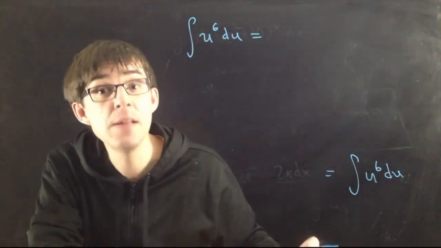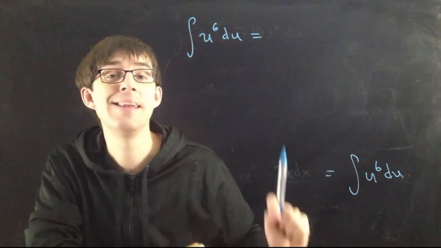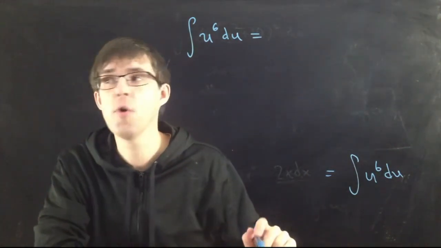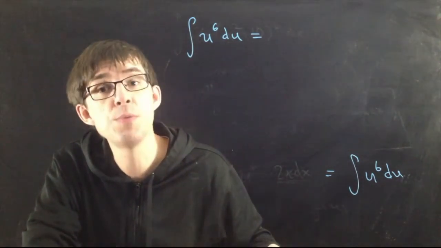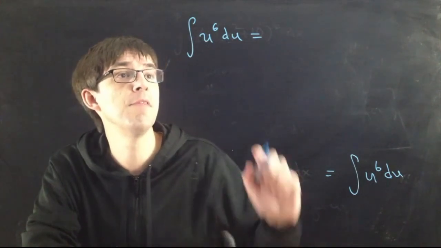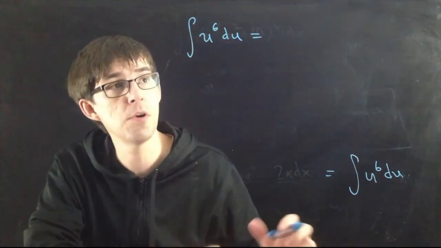And now I have completed the substitution. Everything has been rewritten, and now I'm using only u's, no x's anymore. What's the point of this? This now is a very easy thing which we know how to find the antiderivative of. It is just a power of u. You should think of this like a power of x, only the variable is called u instead of x.